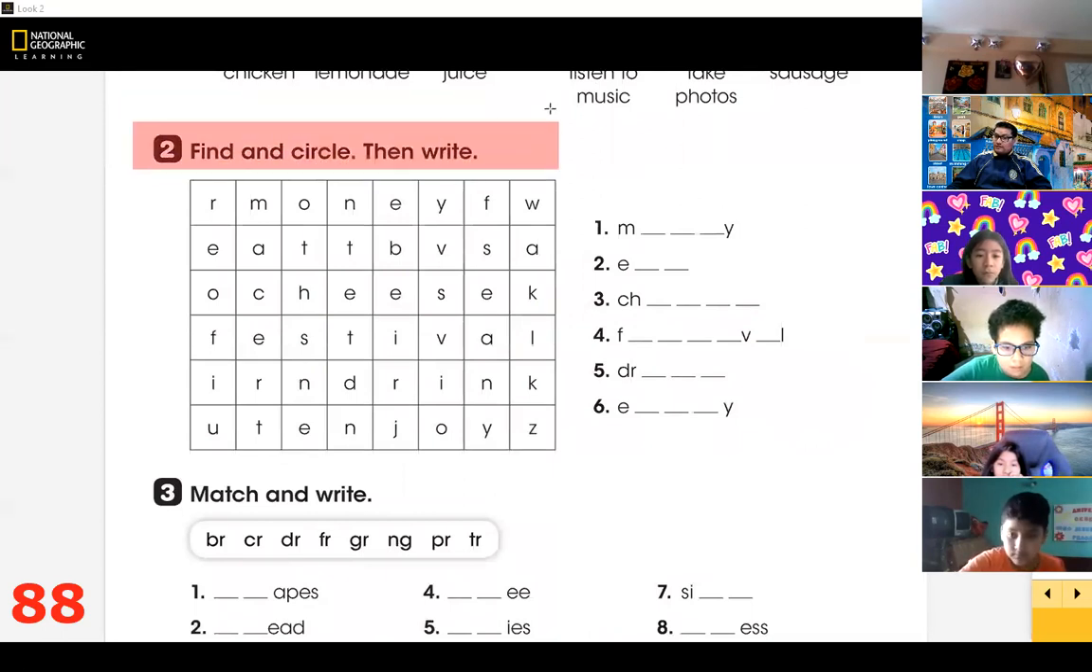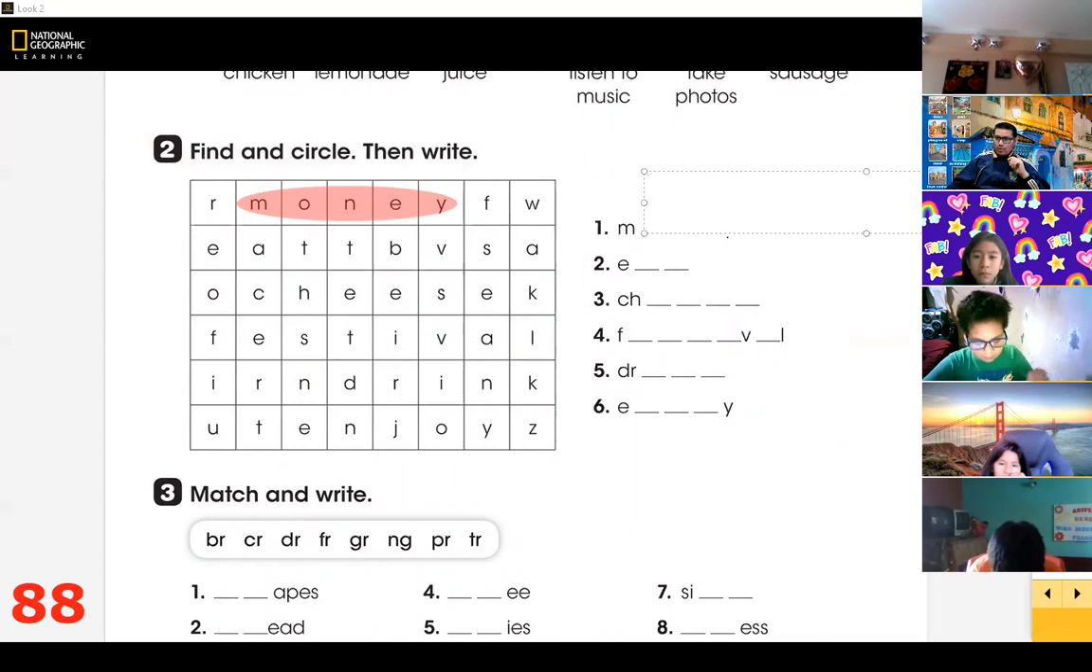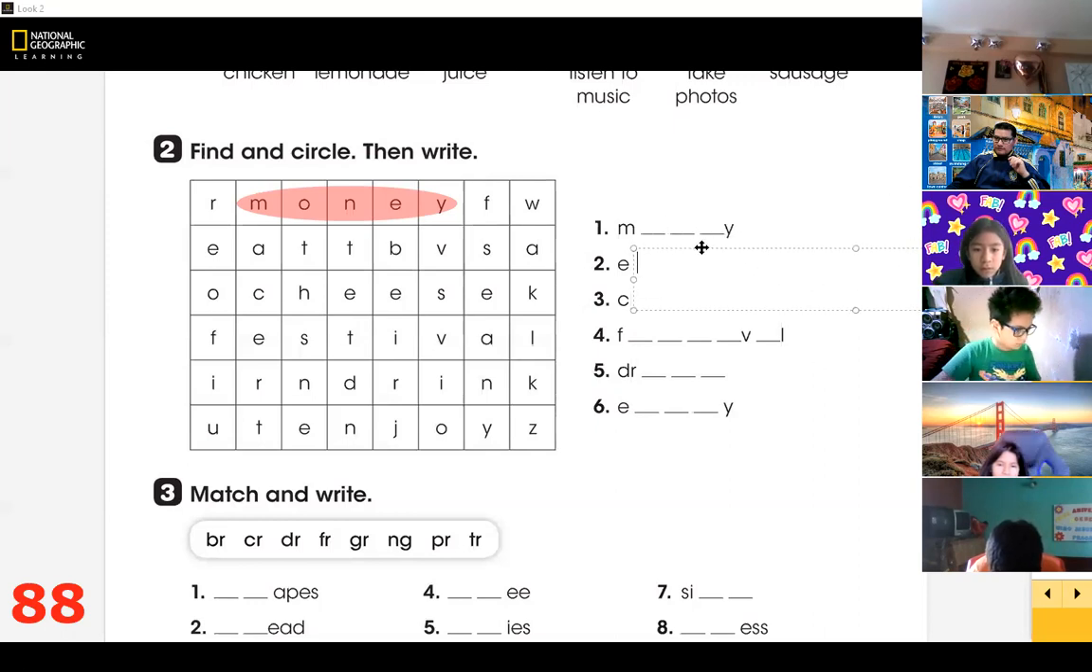Yes, no, fine, circle then write. What do we have but the pronunciation? The pronunciation is money. Money. Yes, money. And now we have to write here in this part the answer, right? The correct answer. En la segunda es eight. Yes.